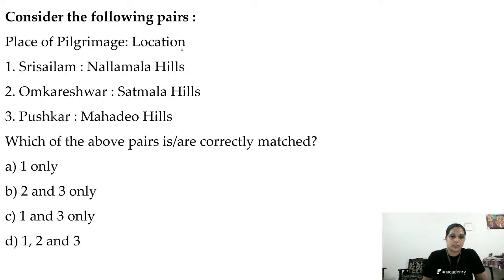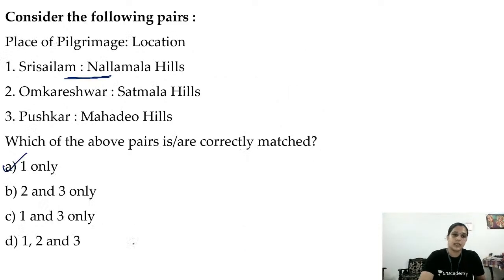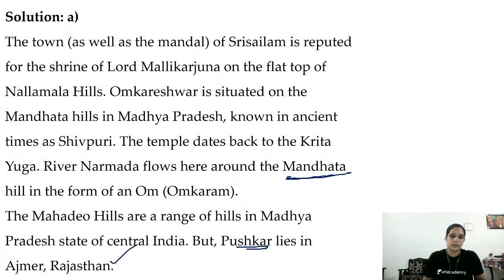Places of pilgrimage: Sri Sailam, Omkareshwar, Pushkar. So what is this? The solution is one only, Nallamala Hills. Sri Sailam is in Nallamala Hills. It's a geography-based question. Omkareshwar, where is Omkareshwar? It's on the river Narmada, which flows around the Mandata hill. That's in a different place. And Pushkar is in Rajasthan, Ajmer. Okay, they have given Mahadeo Hills. Mahadeo Hills is in Madhya Pradesh. It's a geography-based concept.